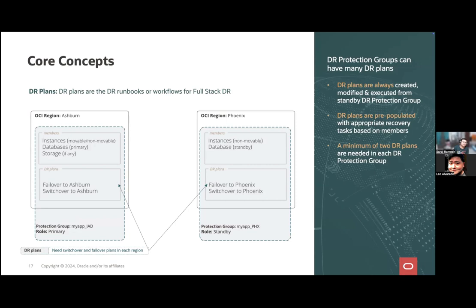The plan can be created and executed only from the protection group which is designated as a standby region. So when you try to create a plan in the primary, you get an error saying we don't allow creating a plan. That's the reason, and we have designed it to tackle the use case of being able to use the service during the failover scenario.